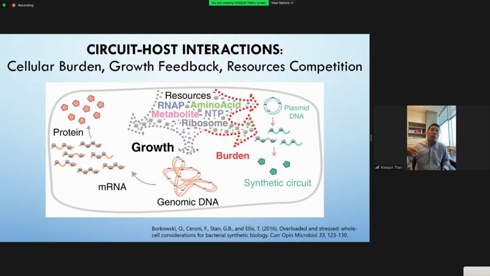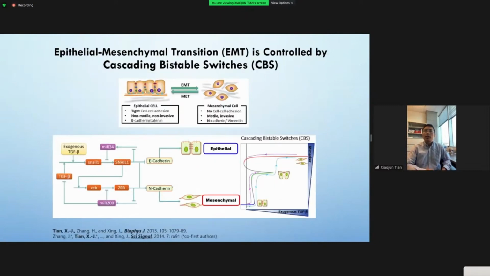Right? So we have a growth feedback, and if we have multiple modules in the synthetic circuit, the multiple modules will compete for the limited resources and also will affect each other inside of the circuit. We know this because we got a similar problem in a project. So I want to introduce the project in my lab.